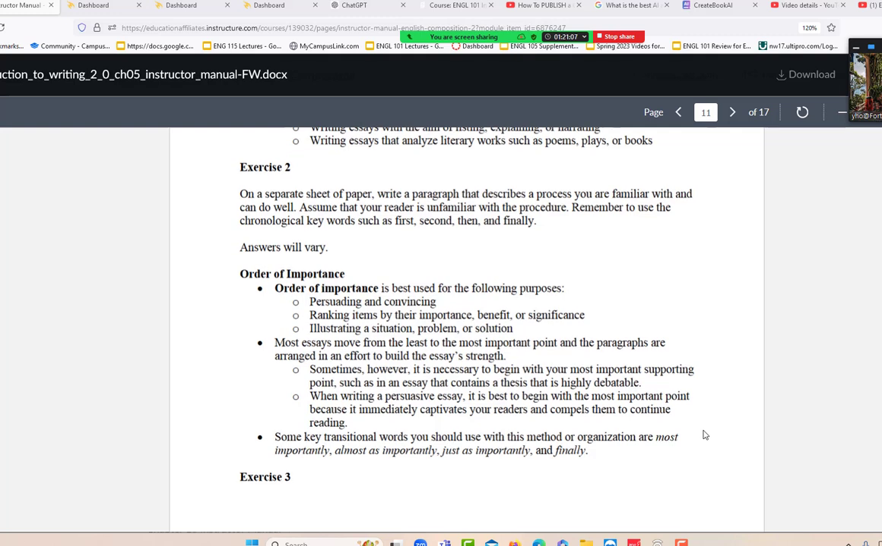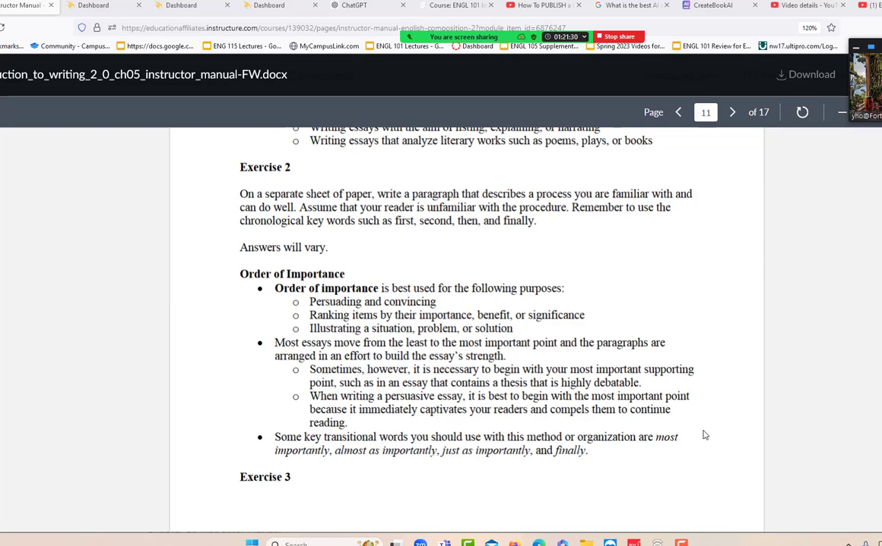Order of importance. Order of importance is best used for persuading and convincing, ranking items by their importance, benefit, or significance, illustrating a situation, problem, or solution. Most essays move from the least to the most important point, and the paragraphs are arranged in an effort to build the essay's strength.